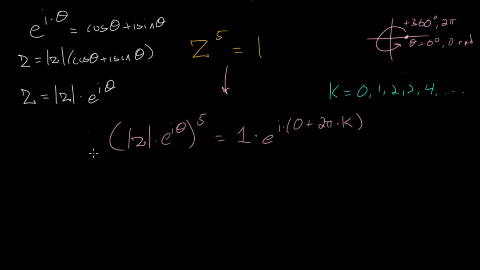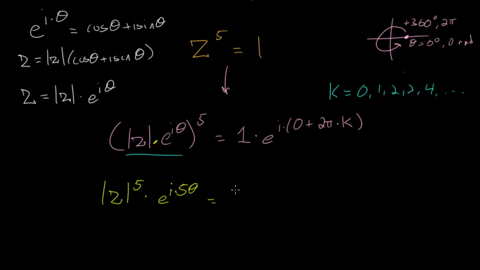Now, to continue solving this equation, we need to simplify the left-hand side here. Let's start by raising all this to the 5th power. When we have a product, each factor gets raised to the 5th power. We have the magnitude of z raised to the 5th, multiplied by e to the i theta raised to the 5th. But we are taking an exponent and raising it to an exponent, and when we do that, we multiply the two exponents. We have e to the i times 5 theta.